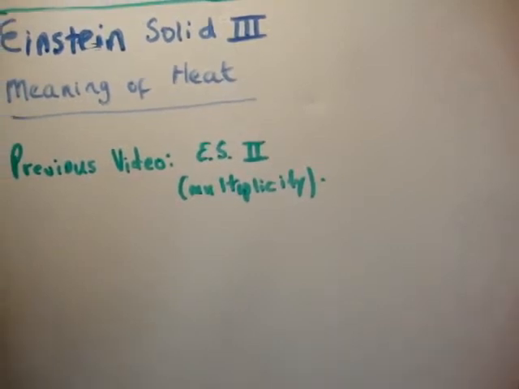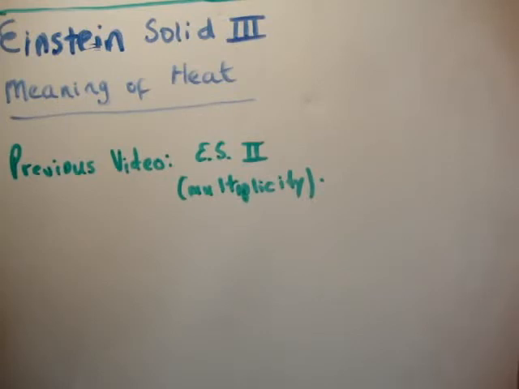Okay, in this video I'm going to continue on my tutorial series on thermodynamics and statistical mechanics. This is tutorial number 10 and this is part of the subsection on Einstein Solids. So this is the third tutorial on Einstein Solids, and in this tutorial we're going to discuss what the meaning of heat is. So we're going to actually see where heat comes from.